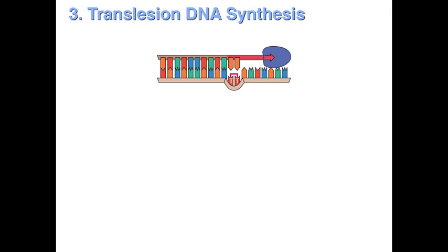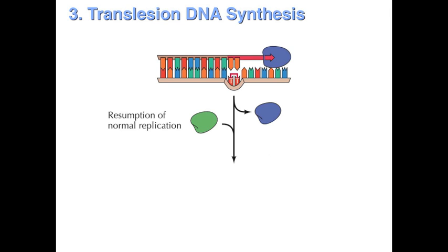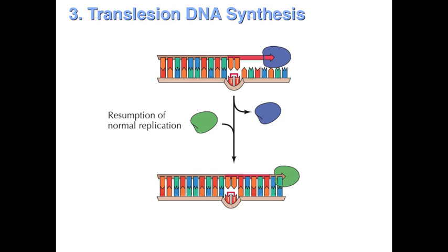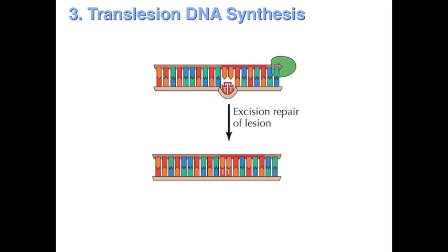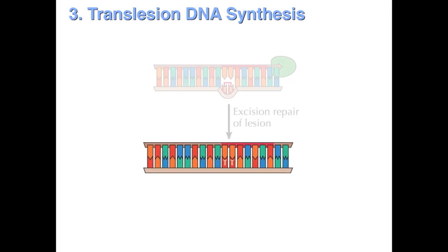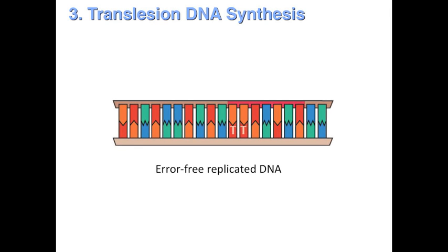Once the DNA has been replicated by translesion DNA polymerase, that polymerase falls off due to its low processivity and is replaced by a highly processive DNA polymerase that then continues replicating the DNA. DNA damage is later on corrected by excision repair, specifically by nucleotide excision repair, therefore producing in the end a replicated DNA without any errors in its sequence.